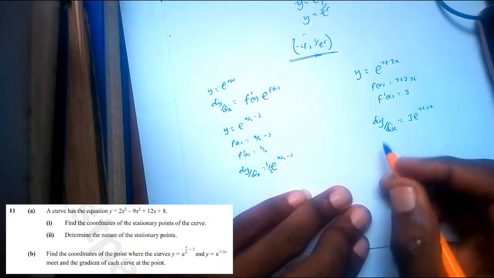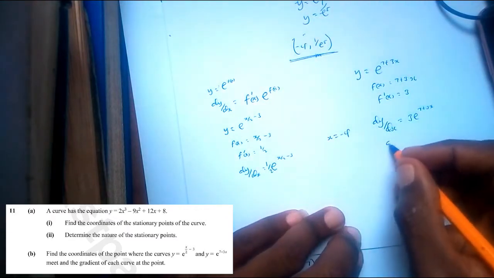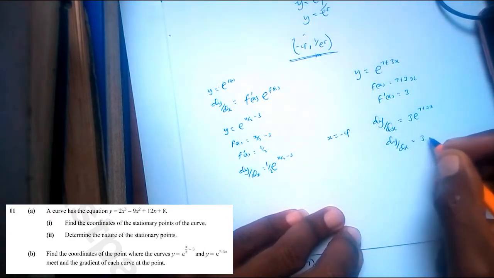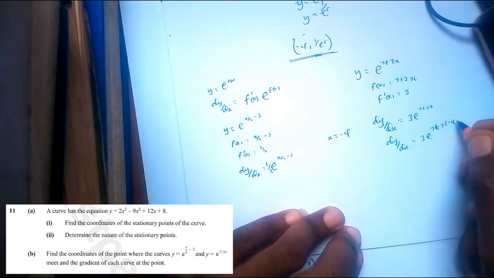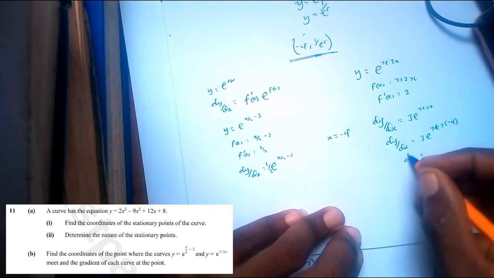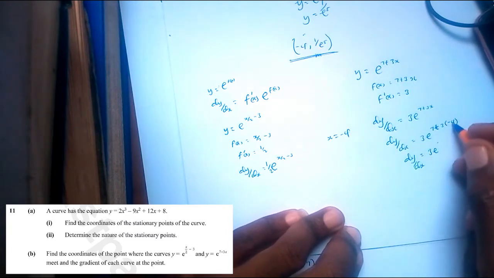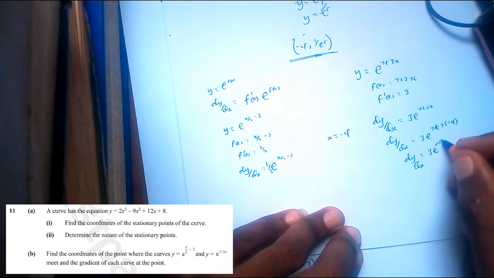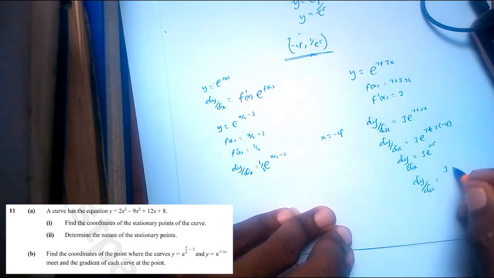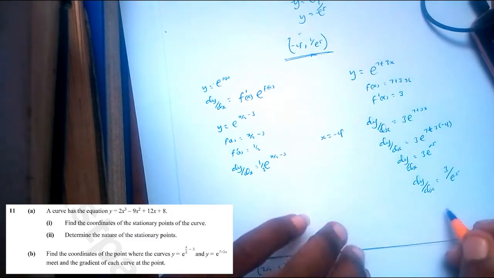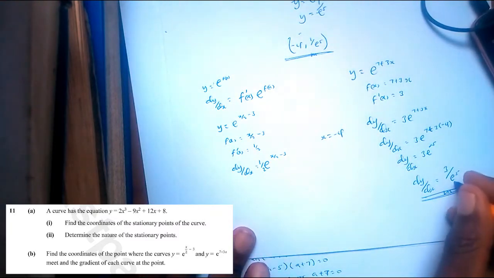Okay. Then at this point, we plug in the x value, which is negative 4. So dy over dx will be equal to 3e to the power 7 plus 3 times negative 4. So this is going to be negative 12, then that will be negative 5. So dy over dx is equal to 3 over e to the power 5. Okay, so this is our gradient at this point for this equation.